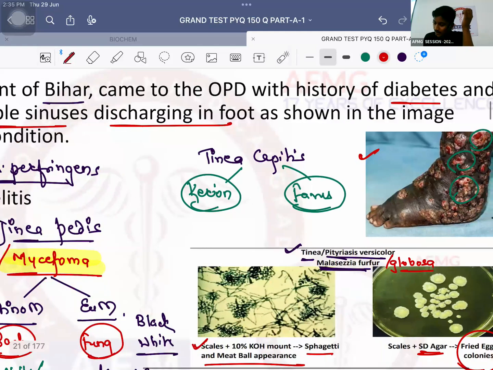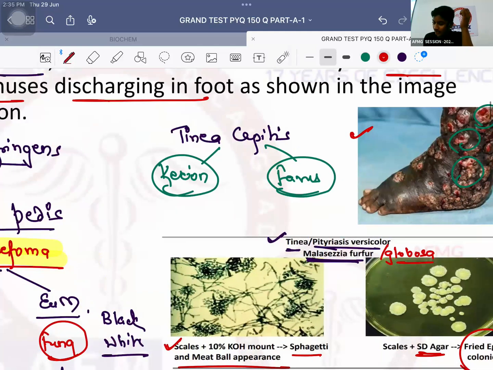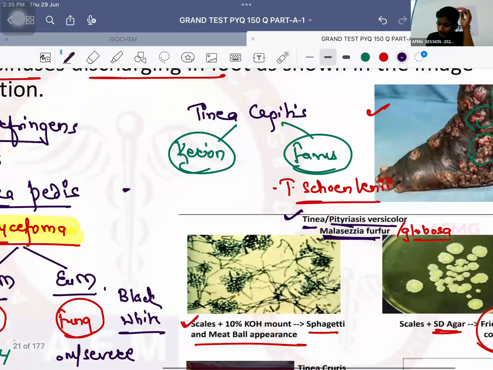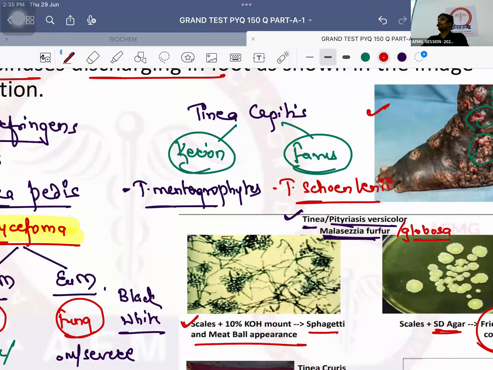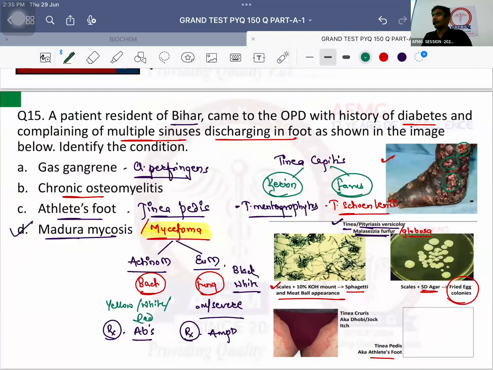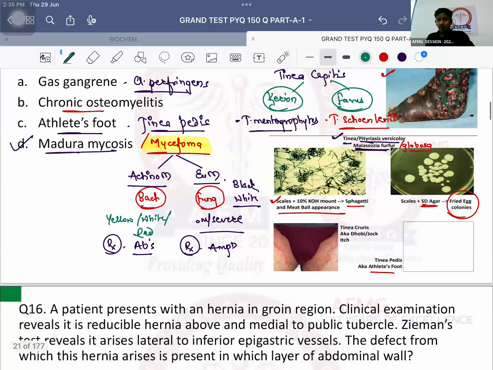Causative agent of favus is Trichophyton schoenleinii. Very good. Whereas for kerion, it is Trichophyton mentagrophytes. For kerion, it is Trichophyton mentagrophytes. It can also be called Trichophyton verrucosum. It is one and the same thing. No issues with this, anybody? At least remember kerion and favus, from the previous question. So at least remember them. No issues with this. Moving further.